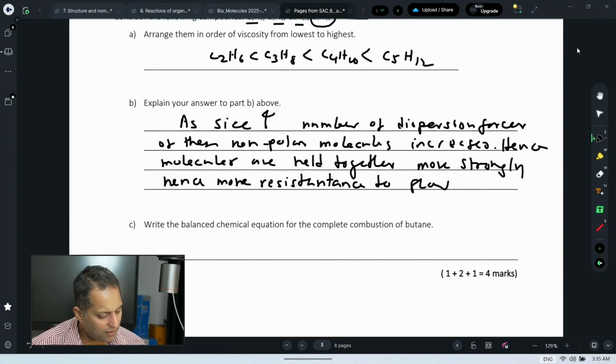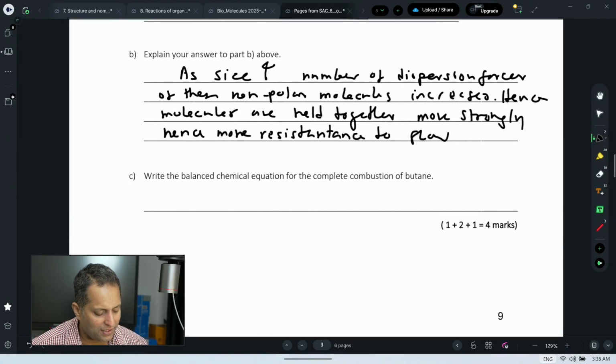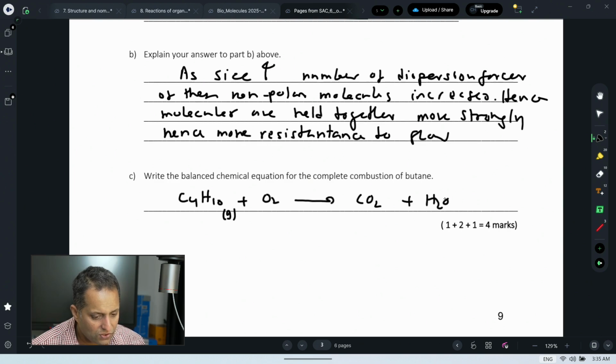All right. Write a balanced chemical equation for the combustion of butane. If you don't know what butane is, man, you need to start revising organic chemistry. Look at the data booklet. Is it a gas or a liquid? Then you need to find the states. Yeah, I think it's a gas. Complete combustion. H2O.